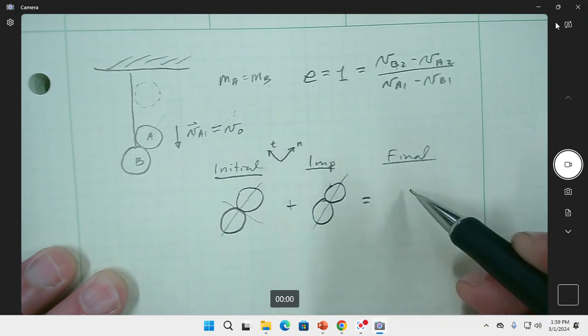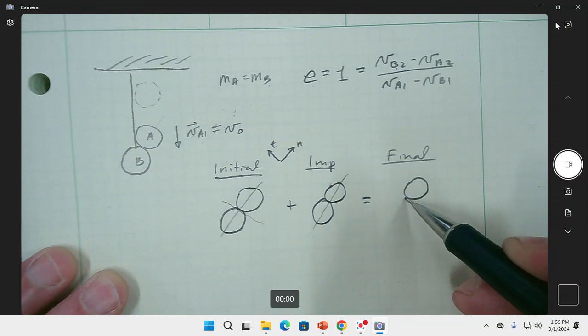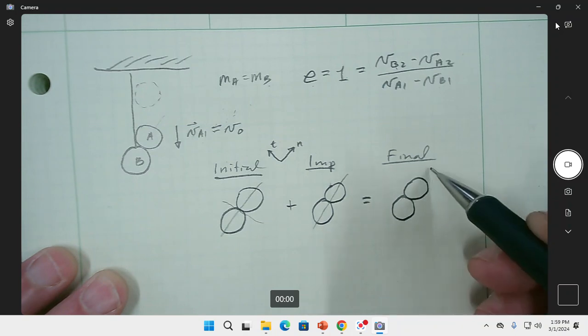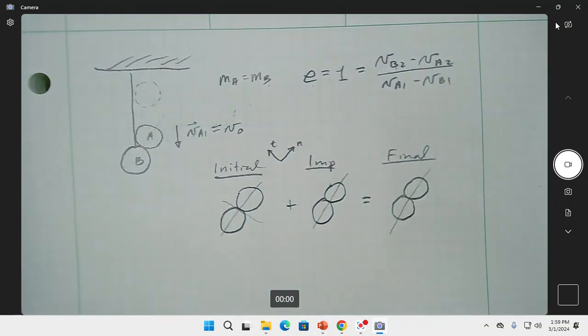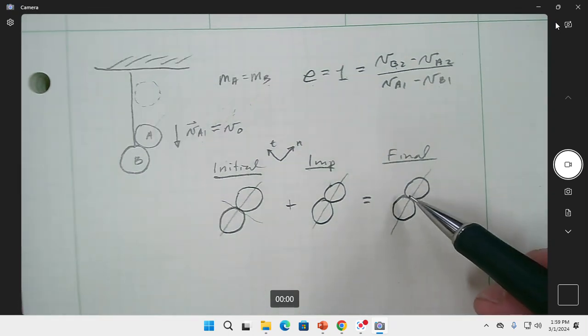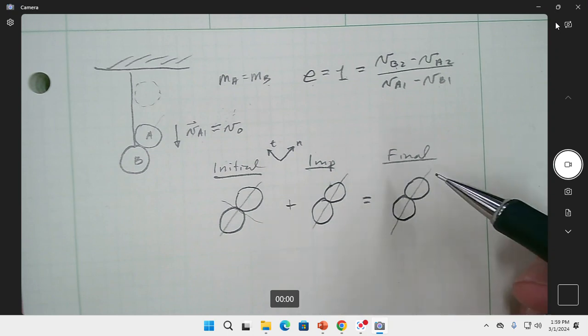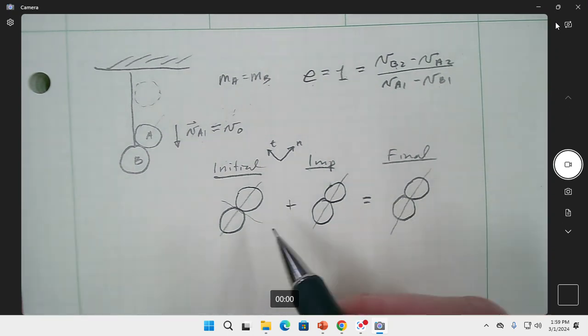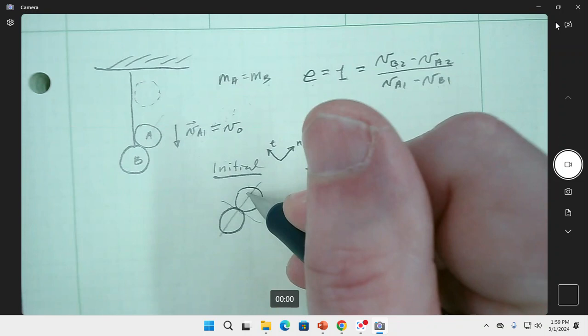Can you technically get away without drawing this diagram? Well, if I write in the question, you must draw an impulse and momentum diagram, then no, you cannot get out of it. But generally speaking, I want you to be doing this anyway to try to organize your head.